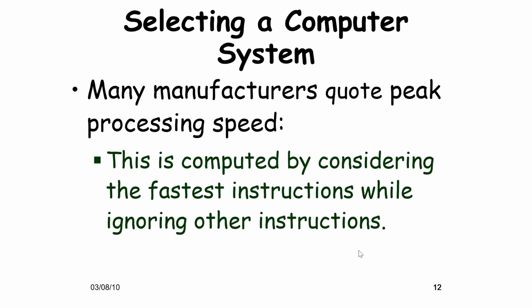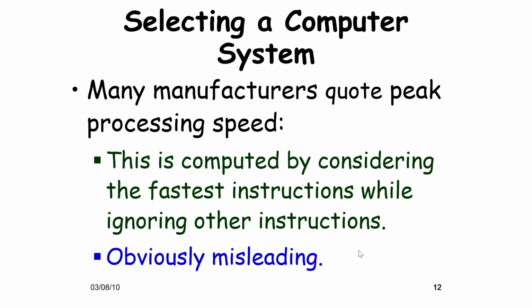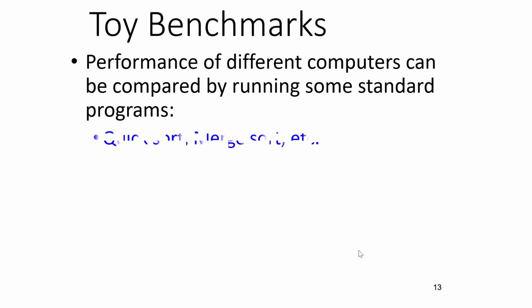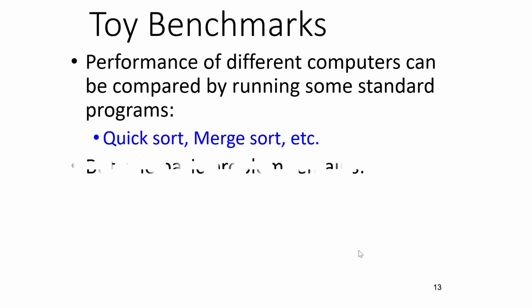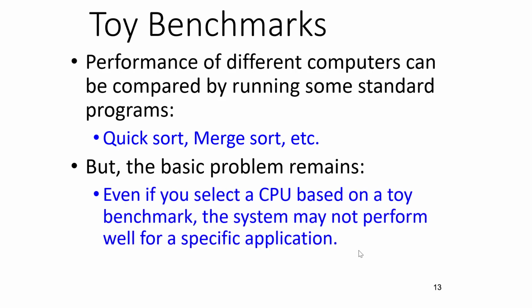You can also look at the peak processing speed, which many manufacturers are quoting. This is computed by considering the fastest instructions while ignoring other instructions. So this may not give you a very good idea of the spread of performance. You could write toy benchmarks or synthetic benchmarks. So what many people would do is maybe write some basic algorithms like quicksort or merge sort, but the basic problem will remain. So even if you select a CPU based on a certain benchmark, the moment your actual application comes, the CPU may not perform that well.